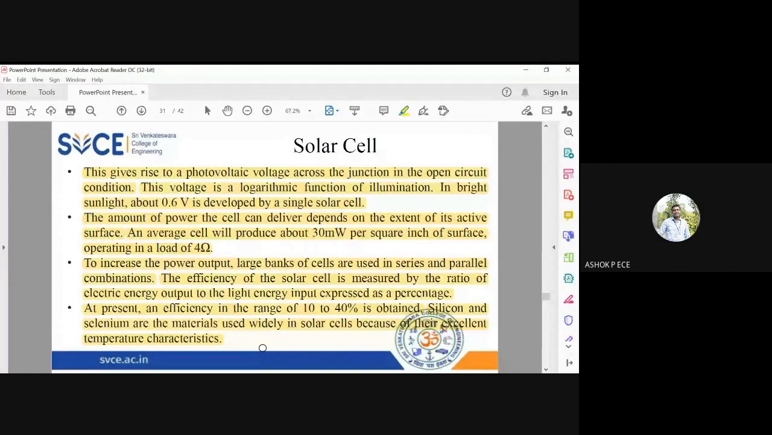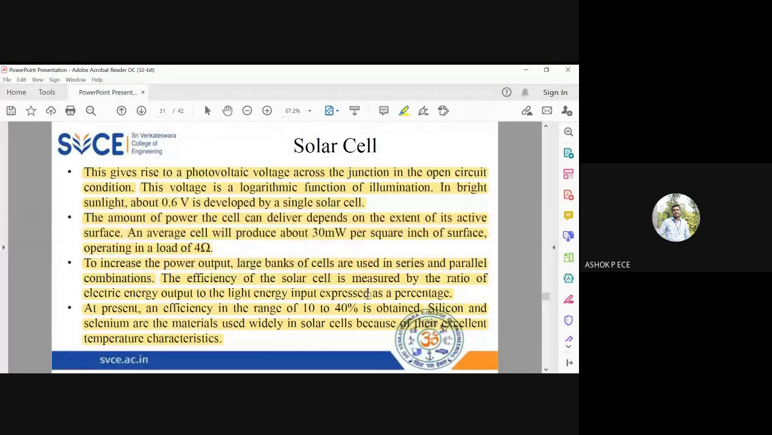So for solar cells, I will not be using germanium. I'll be using silicon and selenium for two reasons: the output voltage I get is very high, and second, the temperature stability is very good in silicon and selenium. That is the reason why we go for those materials for fabricating solar cells.